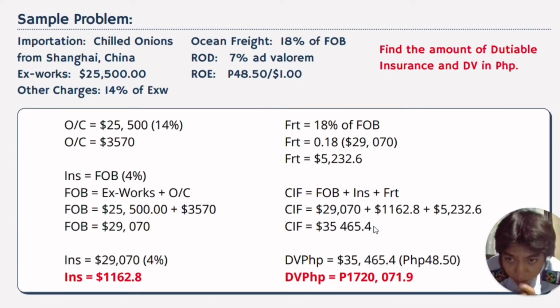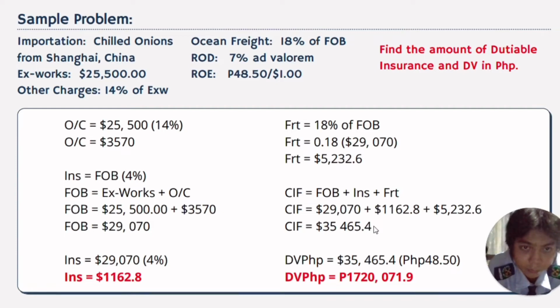FOB equals 25,500 plus other charges nga 3,570. I-total ang duha, ang FOB kay 29,070. Ang pagkuha sa insurance kay FOB times 0.04, so ang insurance kay 1,162.8.